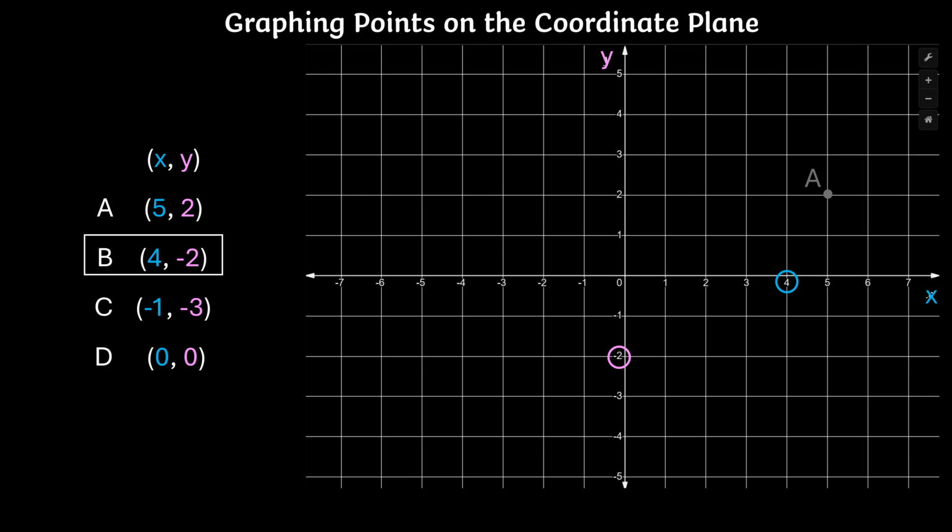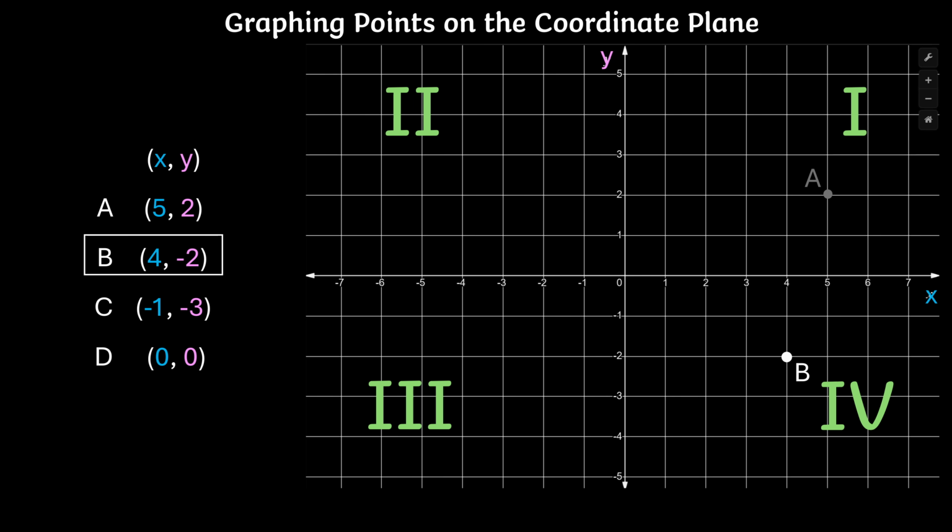After we find the x and y coordinates, we repeat the process from point A. Find the spot where x and y meet and draw the point. Then we can clear these markings and label point B. Since point B has a negative number, it is in a different quadrant than point A, quadrant 4.